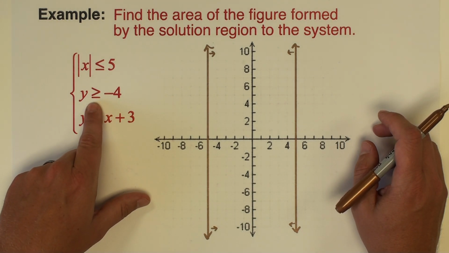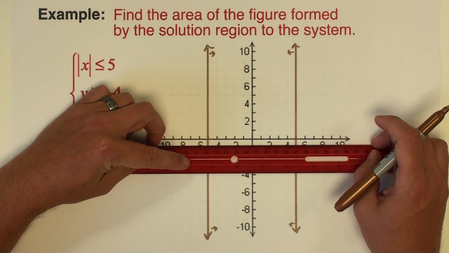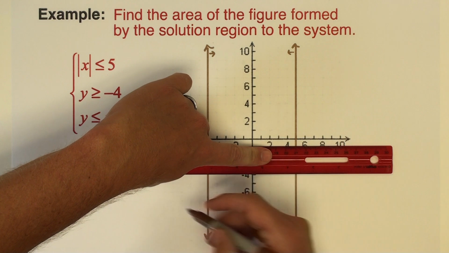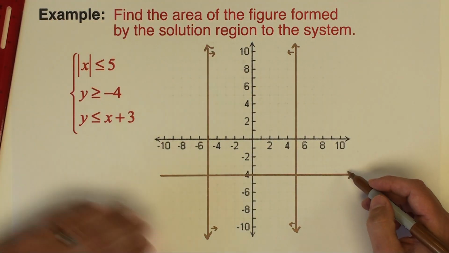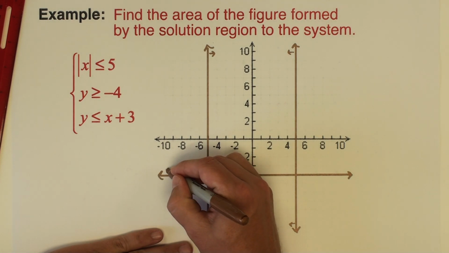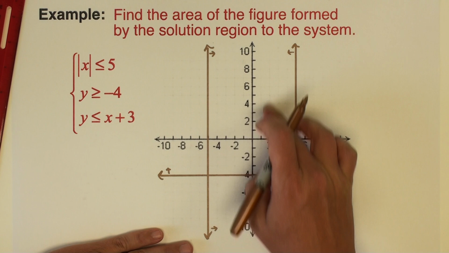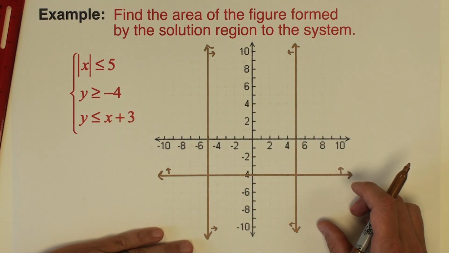Next we have y is greater than or equal to negative 4. So negative 4 on the y-axis is going to put us about right here. It's a solid line. Greater than is going to be everything above. So right now we are confined to this area between the two vertical lines and above the horizontal line.